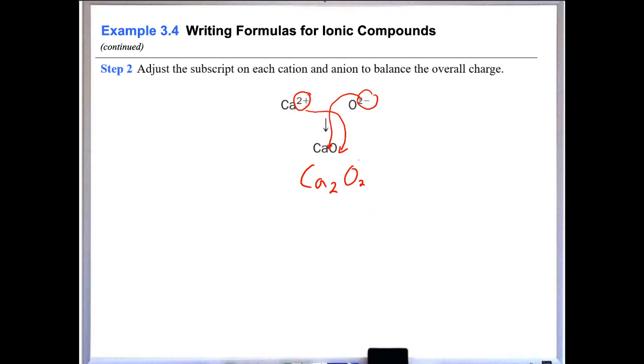But if you notice, 2 and 2 are the same. So if I can reduce it, I should. I'll cancel this with this. In other words, just divide both by 2, and you end up with this, CaO.